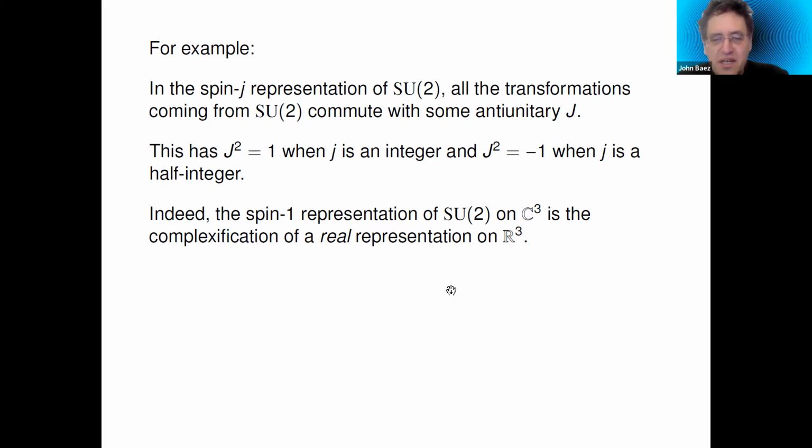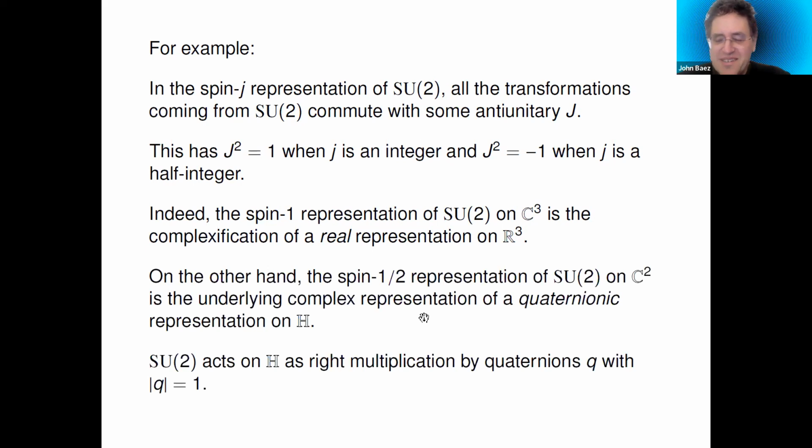There is a real representation working around. I'm not completely happy. Why do we complexify it? But anyway, there's still mysteries to be found there. But that's that case. In some ways, the more thrilling case is the half integer case.